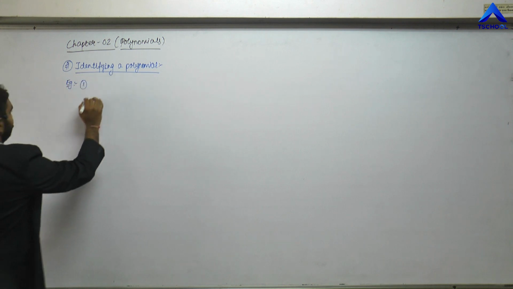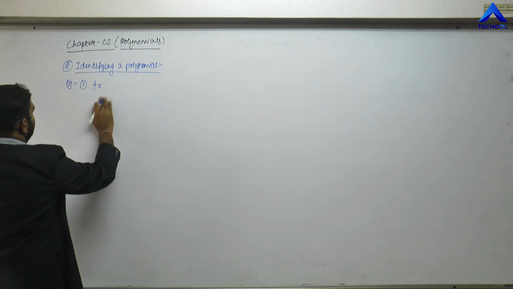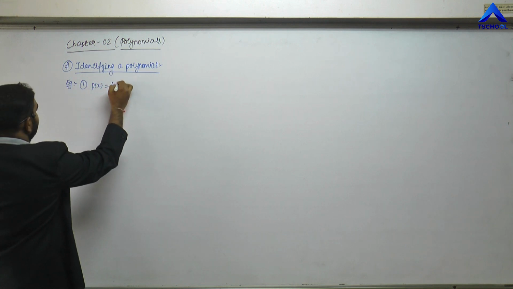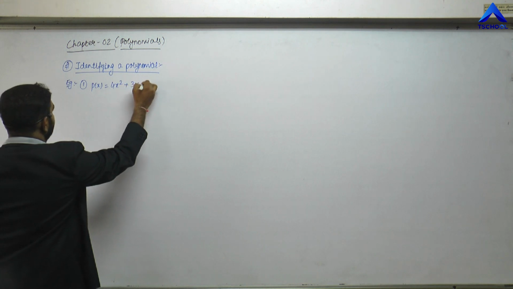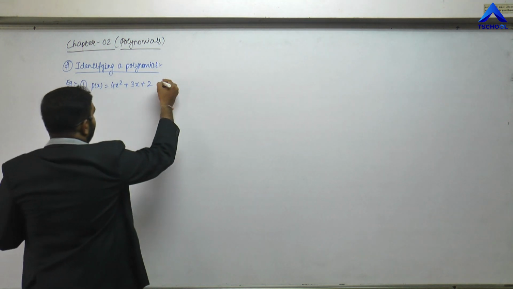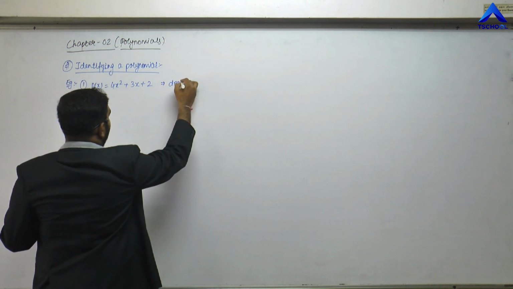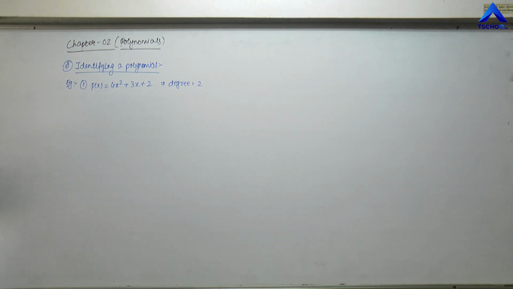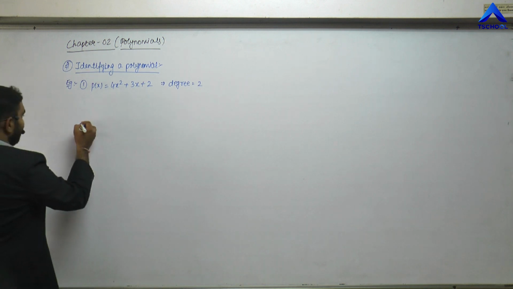Let me say, for example, if I write p of x is equal to 4x square plus 3x plus 2. So what can you say here? The degree of this polynomial is 2. Yes or no? Yes, the degree of this polynomial is 2. Also, if I say that the degree is 2, then it is a polynomial.